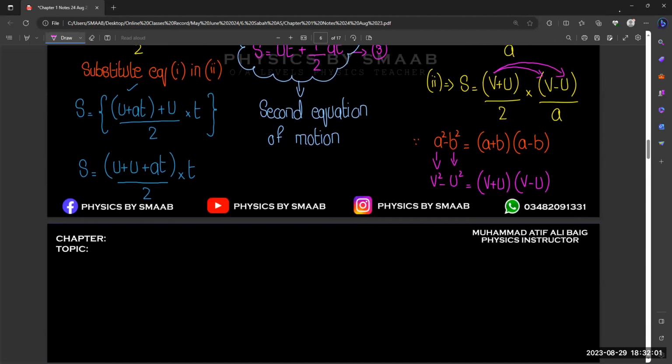Okay. So your equation number 2 will be equals to s equals to v square minus u square, because we know the two brackets will be converted into a single one, divided by 2a. And we just simply multiply 2a on the other side. So basically this is our fourth equation and the third equation of motion.